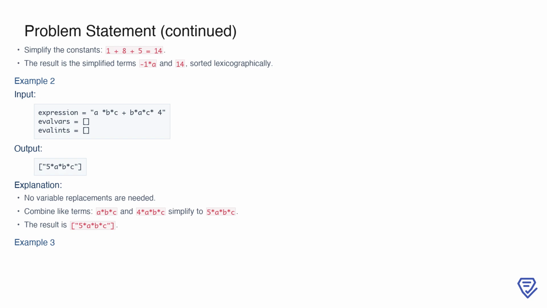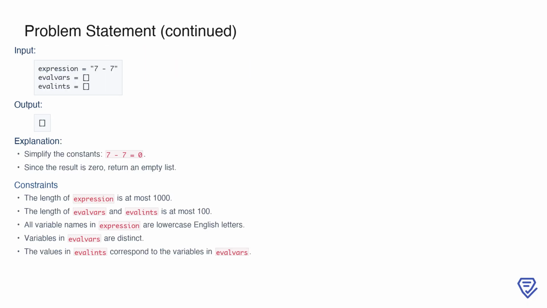Now, consider another example where the input is a*b*c plus b*a*c*4, and no variable replacements are provided. Since there are no known variable values, we work directly with the terms in the expression. Here, a*b*c and b*a*c*4 are like terms, so they can be combined into a single term 5*a*b*c. The final output for this example is the list, 5*a*b*c.